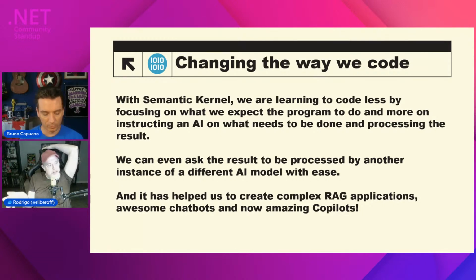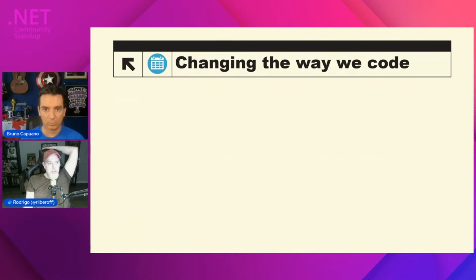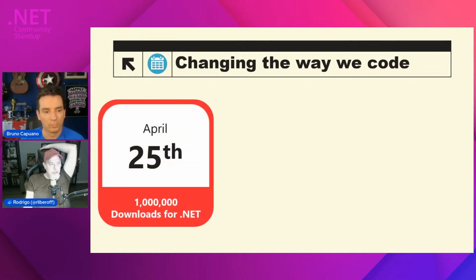And we can do that with great ease using different models. That has helped us this year, for example, to create very complex RAG applications, retrieval augmented generation applications. It has helped us create awesome chatbots. And now, in the last few months, we are starting to create amazing copilots, this evolution of the chatbots, right? And Semantic Kernel is at the center of all of this. So, changing the way we code, let's talk about some dates.